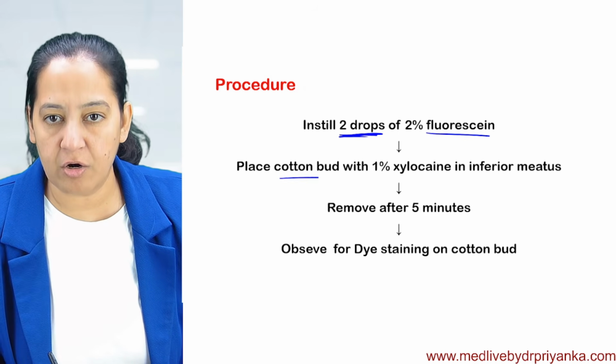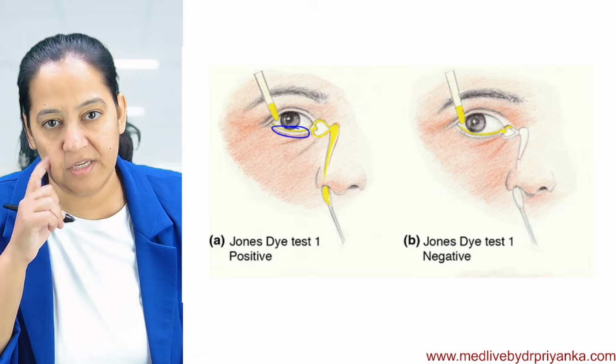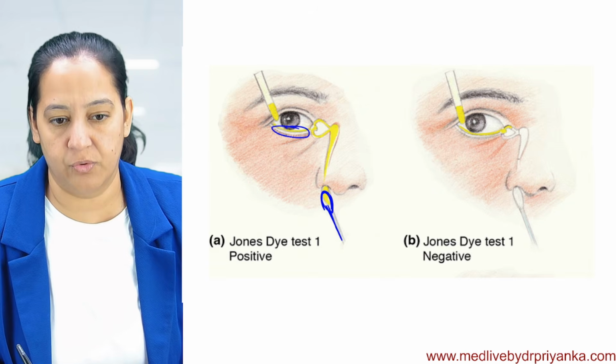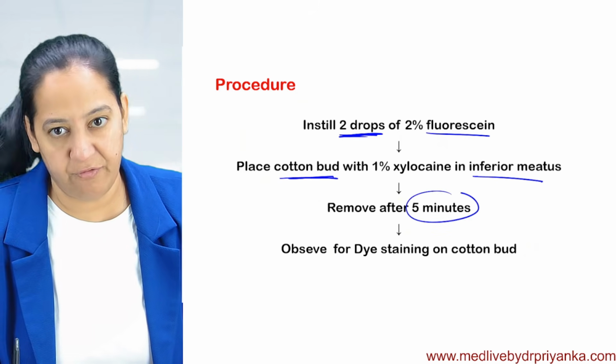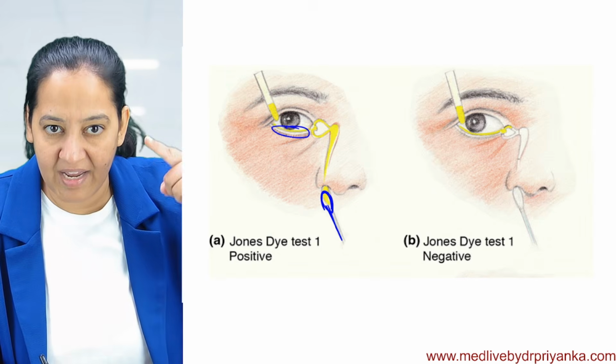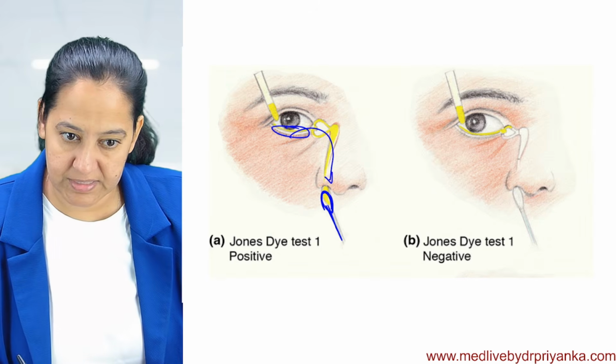And I will put a cotton bud in the inferior meatus of the nose. Can you see a cotton bud in the inferior meatus of the nose? And I will wait for 5 minutes. After 5 minutes, I will see the dye on the cotton bud, whether the dye is coming on the cotton bud via nose. Yes or no?